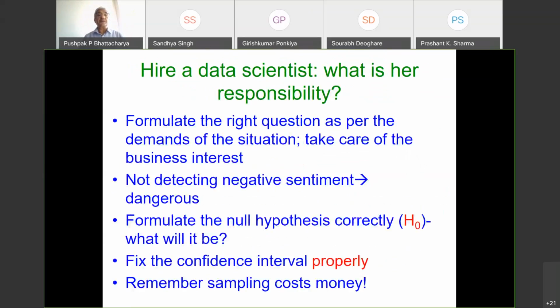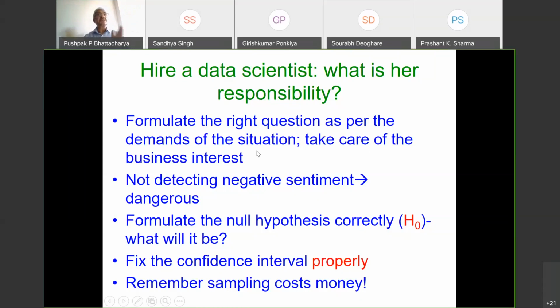So let us examine this question a little more qualitatively in terms of the company's management decisions. So we hire a data scientist. Let's say Amazon, Flipkart, they hire a data scientist. And what is her responsibility? The data scientist has to formulate the right question as per the demands of the situation. She has to take care of the business interest, which is why the data scientist has been hired.